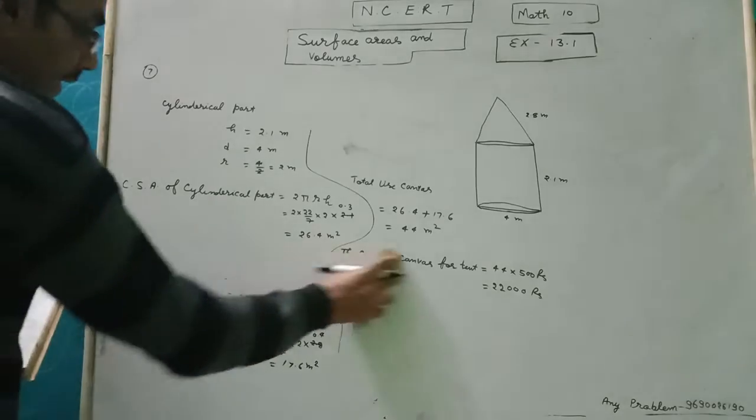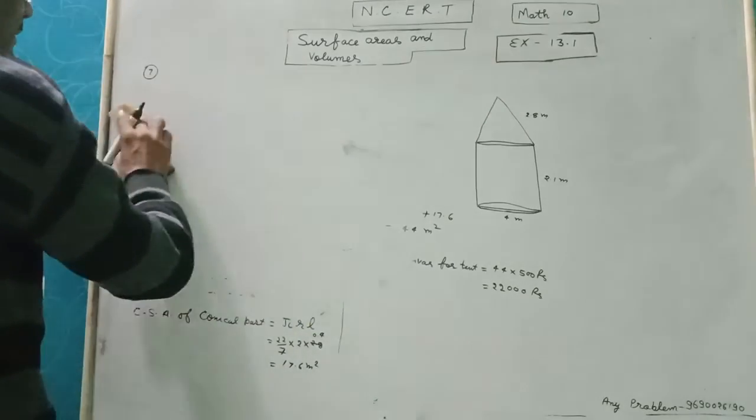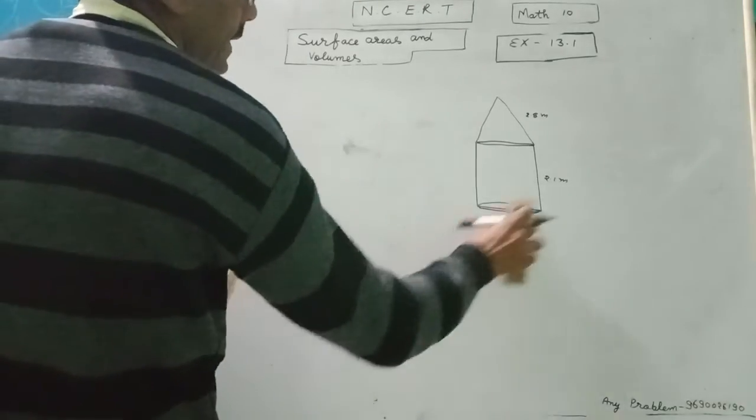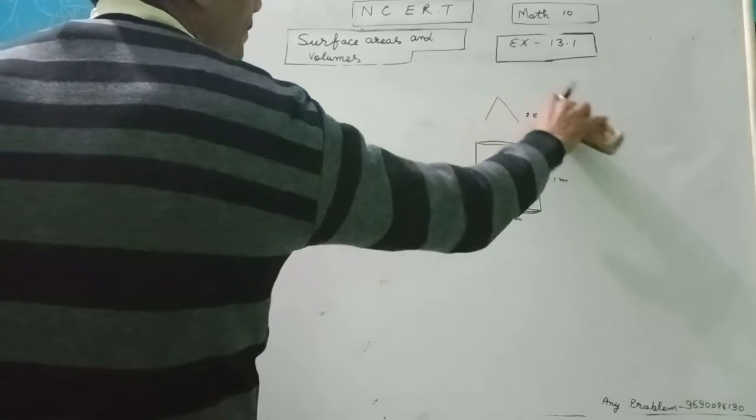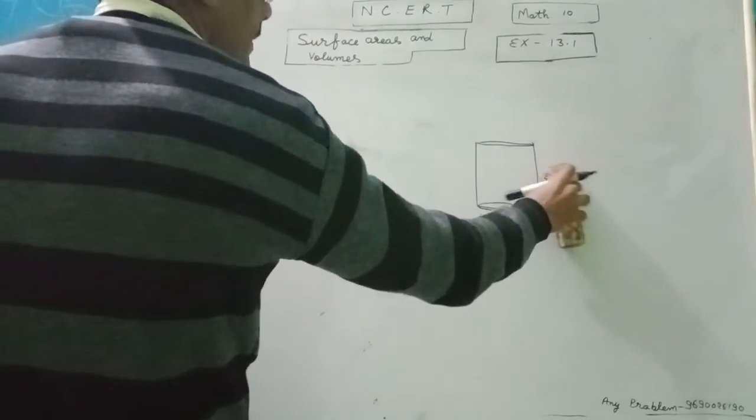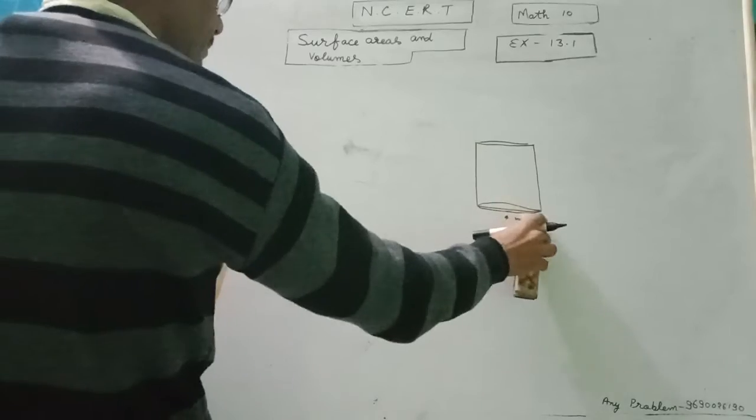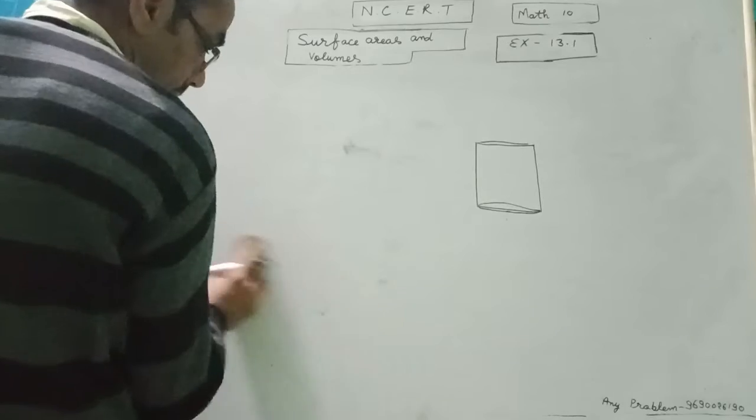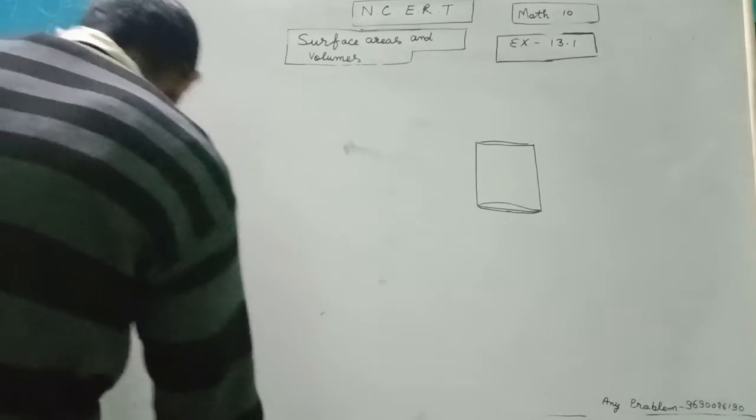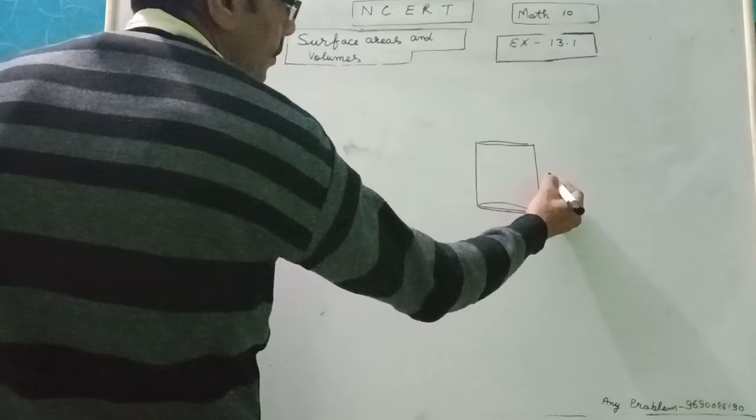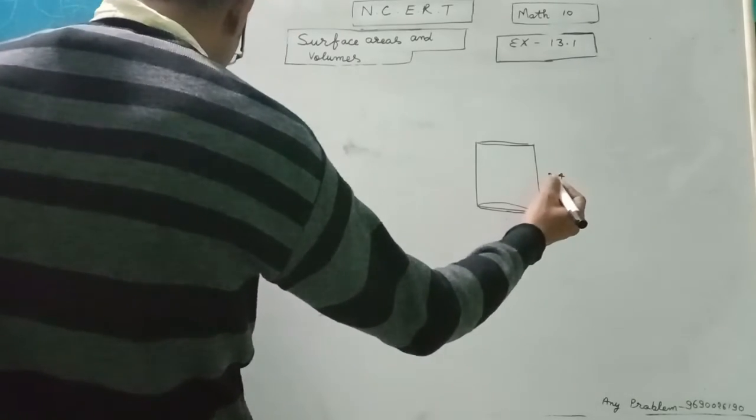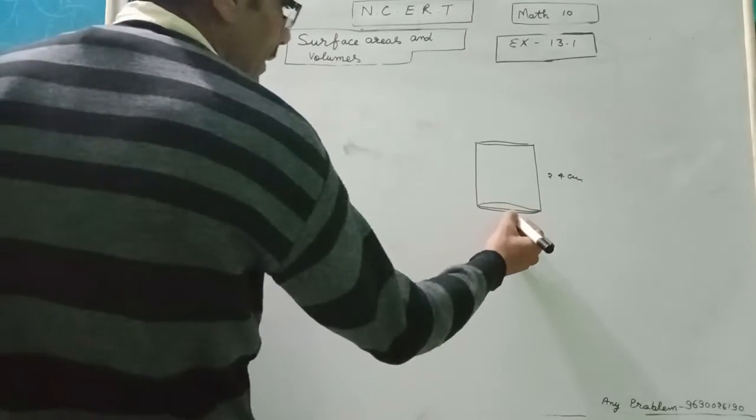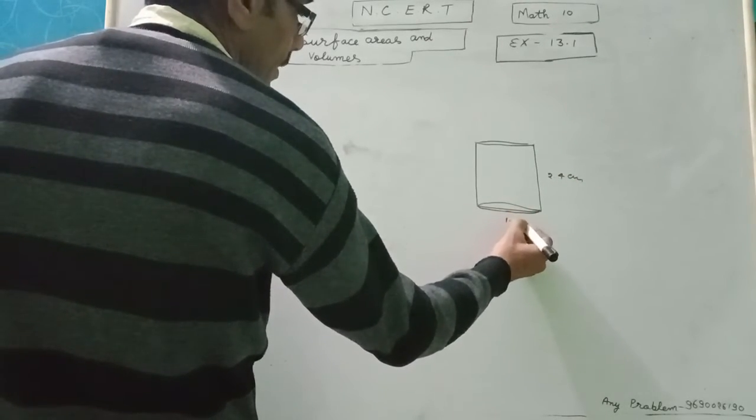Question number 8. A cylinder. Let the cylinder height be 2.4 cm and diameter equal to 1.4 cm.